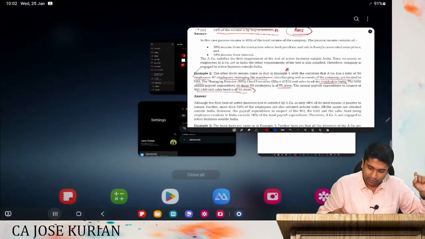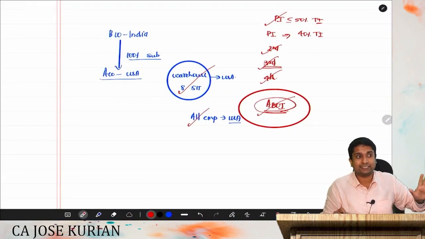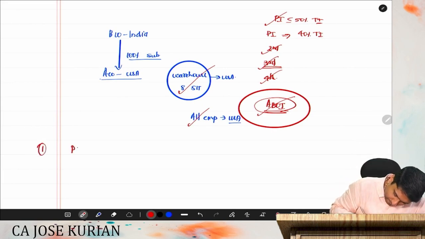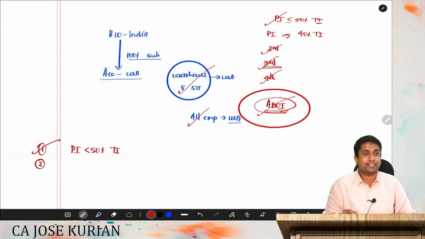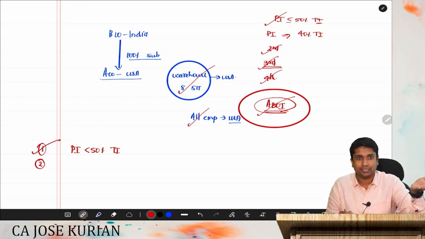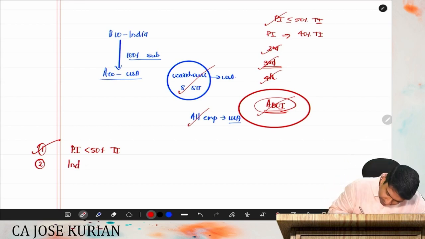In example 1, the conclusion was passive income is less than 50% of total income. Yes or no? Passive income is less than 50% of total income, that we have already proved. And what was the second verdict in example 1? Warehouses and stock in trade are the only assets and those are located in US. Same in example 2. Yes or no? So Indian assets are less than 50% of total assets. That is also satisfied.